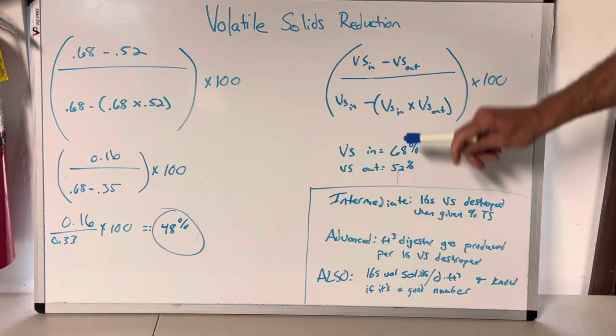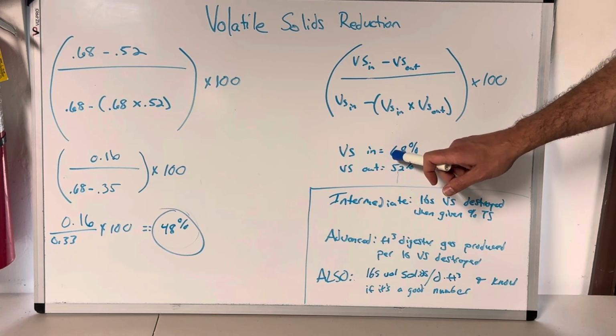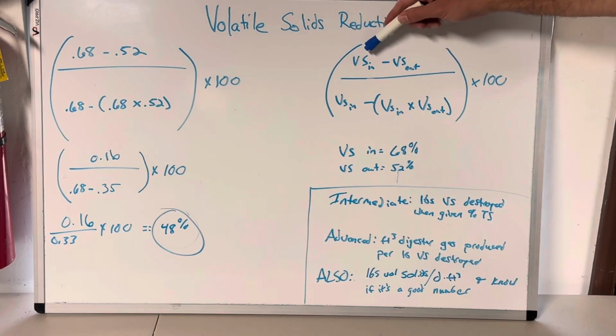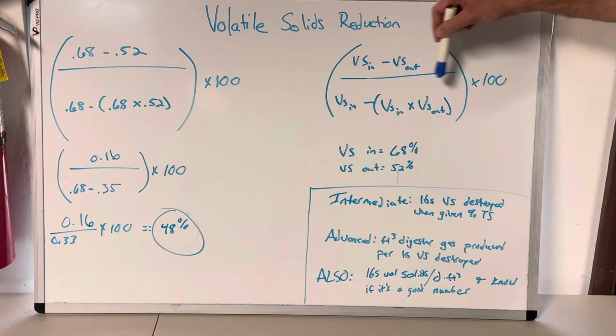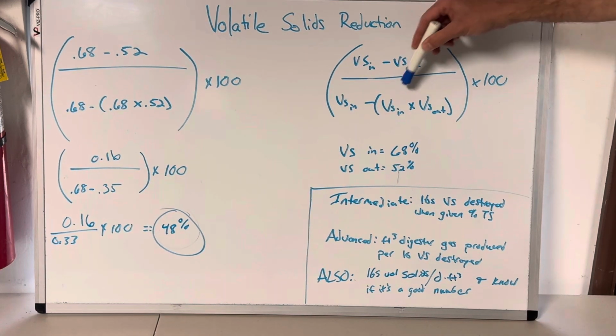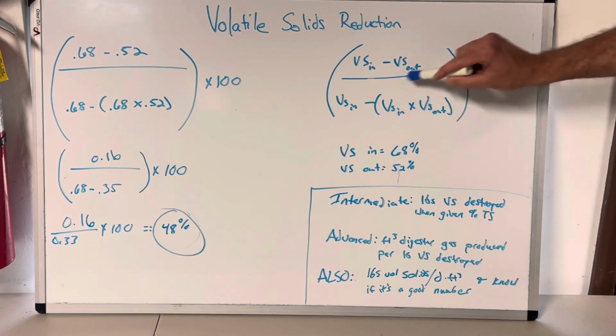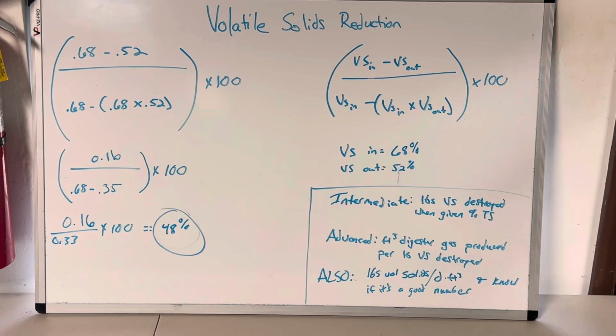So what it is, you convert these to decimal places. So 68% would be 0.68, okay? You do your percentage in minus out, divided by in minus in times out. Well, you notice in times out right here is in parentheses. You got to do this first. If you remember order of operations from math class, parentheses come first. Parentheses, exponents, multiplication, division, addition, subtraction, okay?